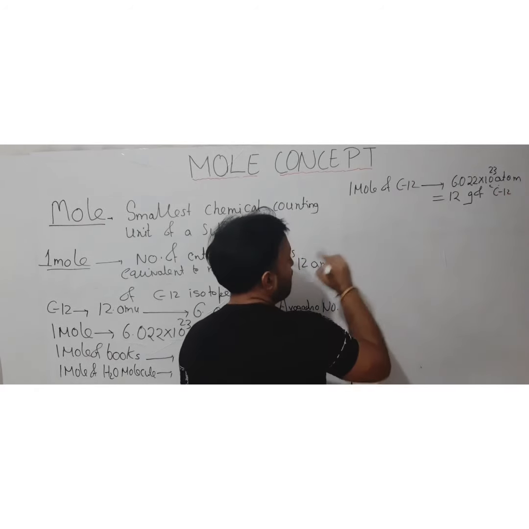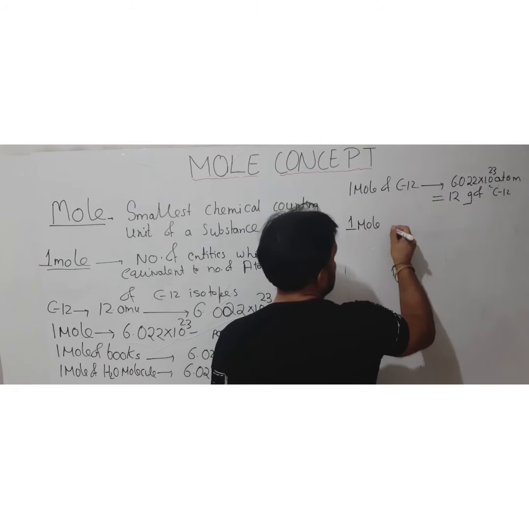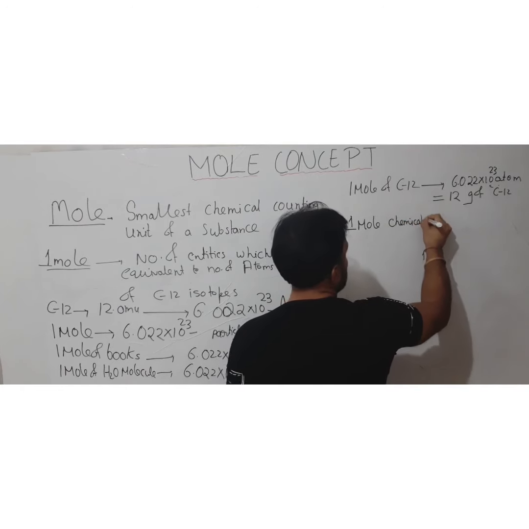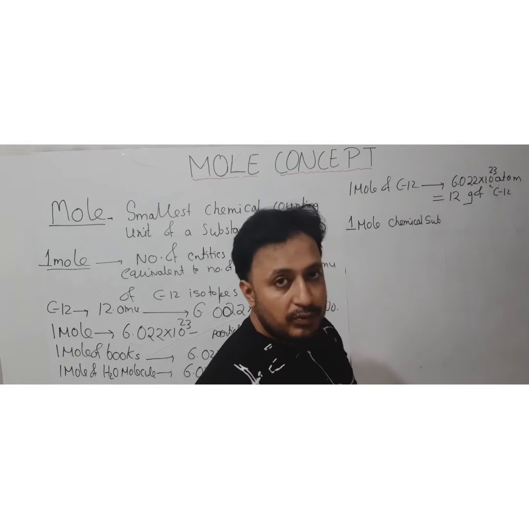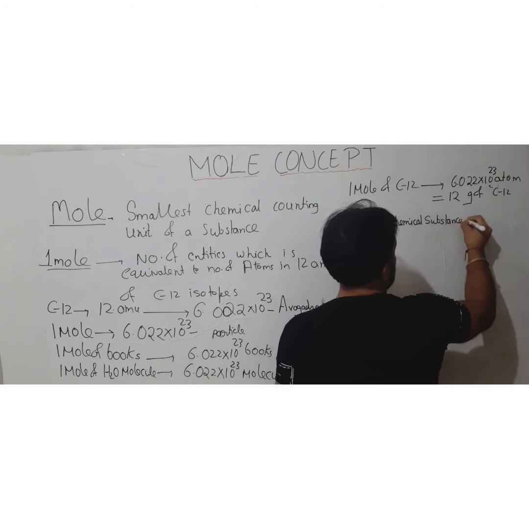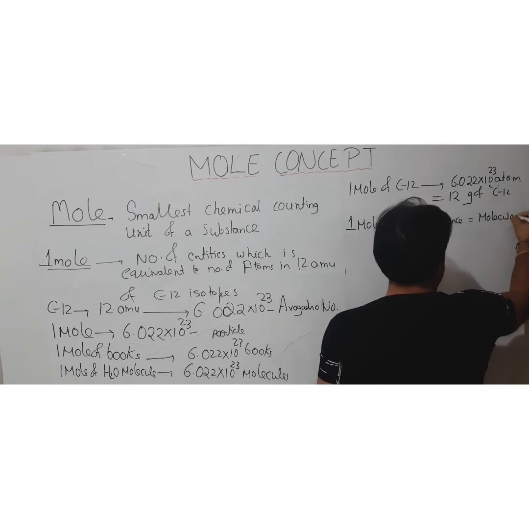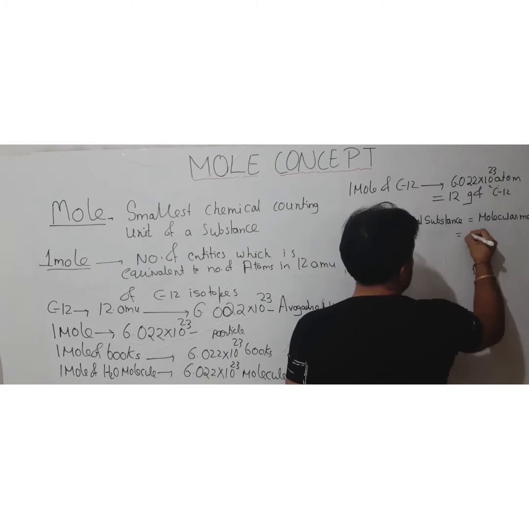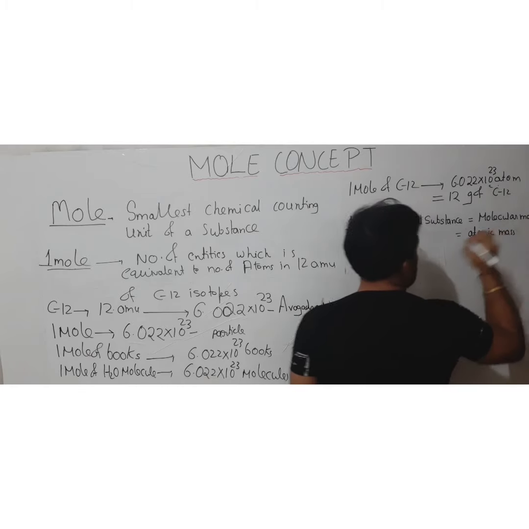Okay, which says that 1 mole of a chemical substance, when we are saying chemical substance, we are talking about the elements, the compounds, the molecules. 1 mole of any chemical substance will be equivalent to its molecular mass. If we are talking about the molecule, its molecular mass, or if we are talking about the atom, it will be equivalent to its atomic mass.